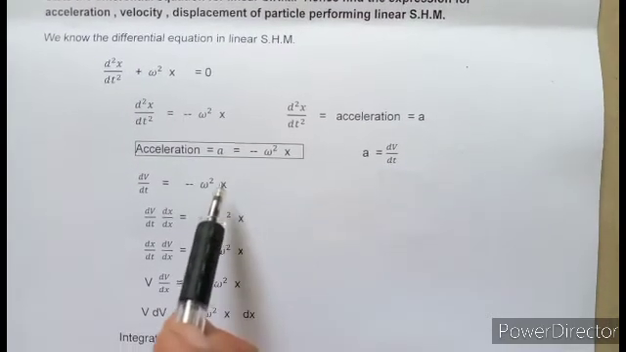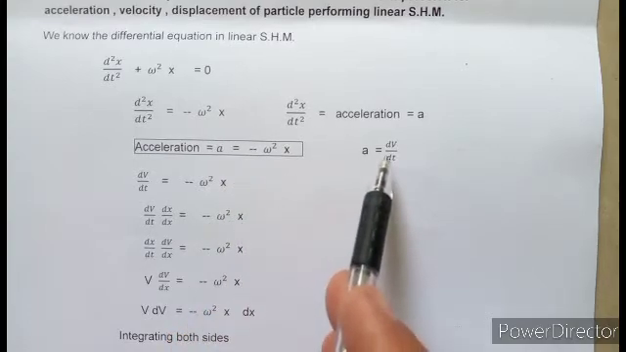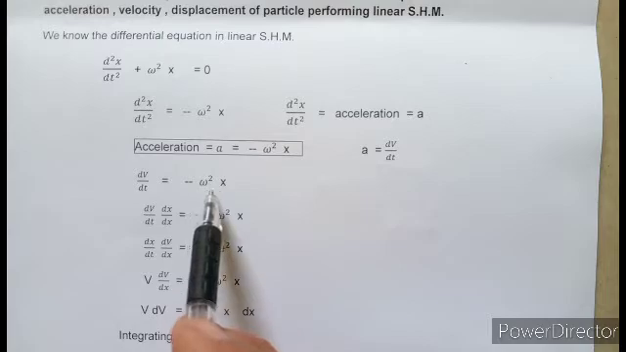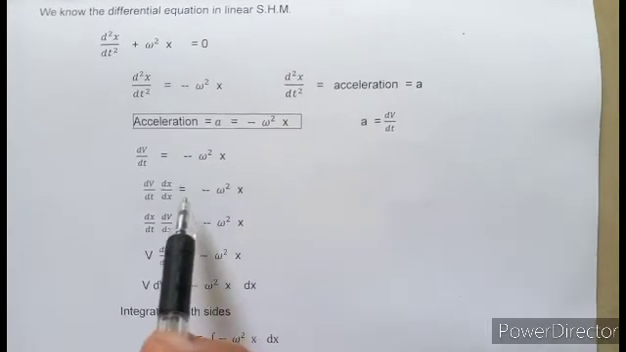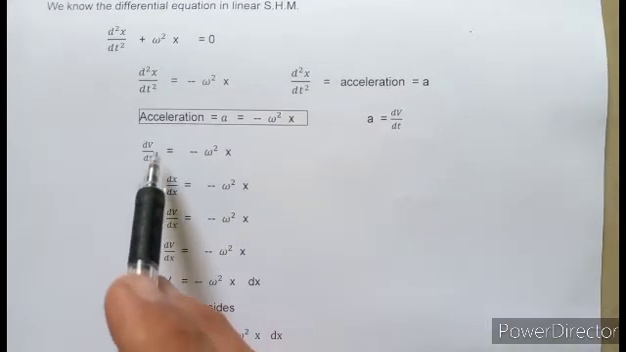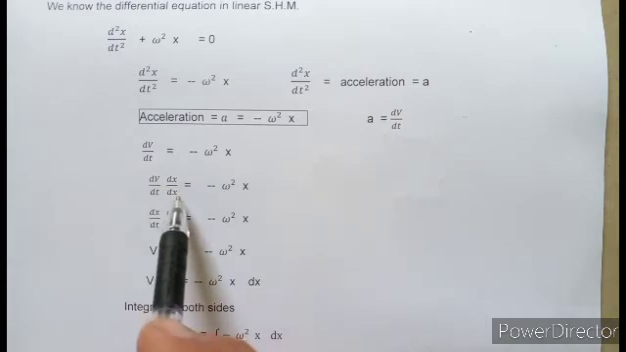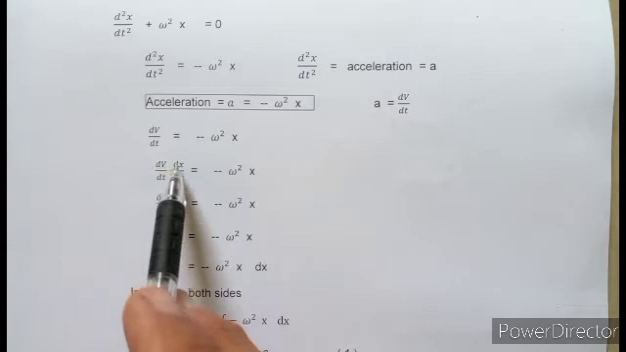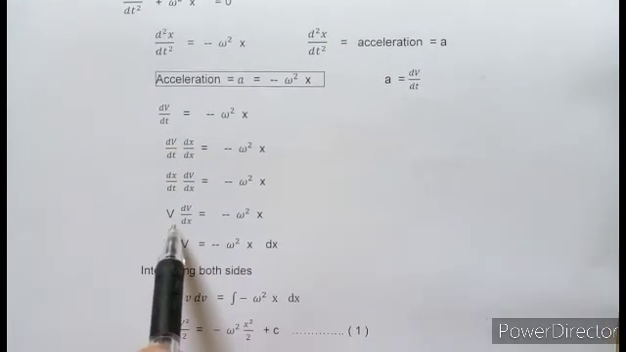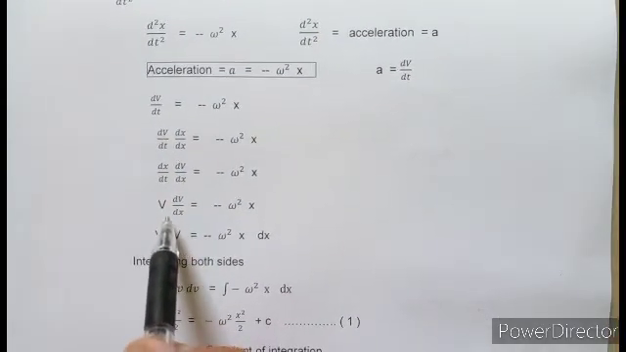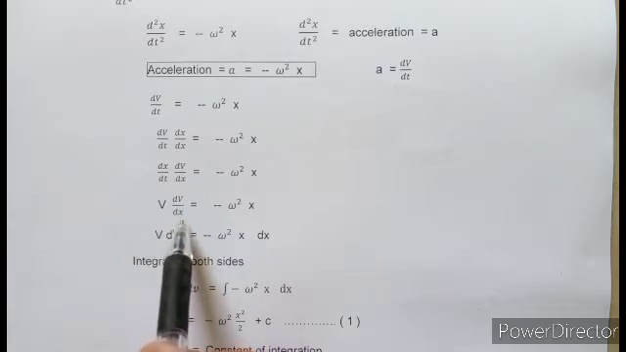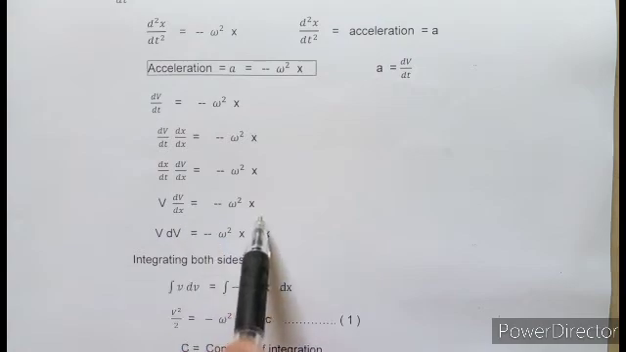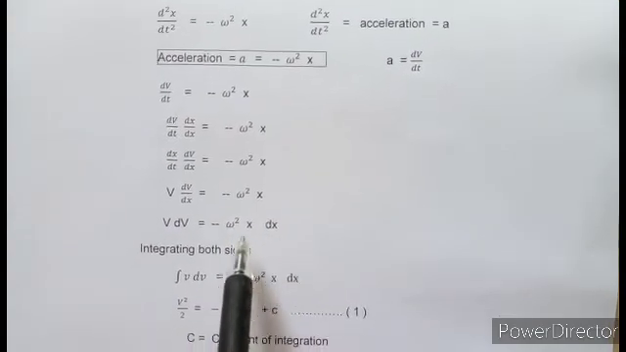Then we have used the definition of acceleration as the rate of change of velocity. So dv by dt is equal to minus omega square x. Multiply numerator and denominator by dx. Interchange the numerator, that is dv and dx interchanging. Then dx by dt is again a velocity, into dv by dx is minus omega square x. Shift the dx to the RHS.